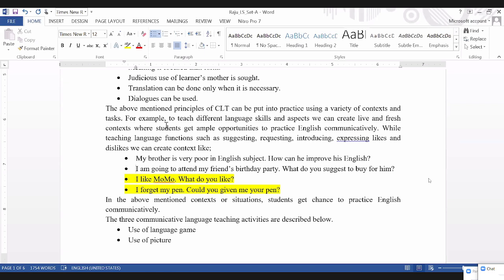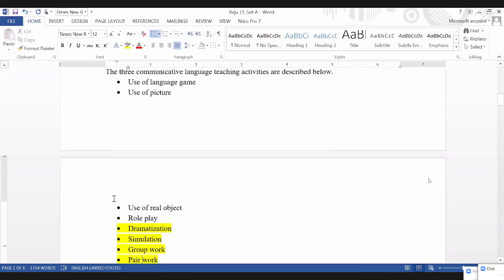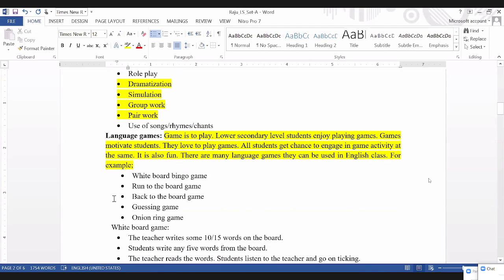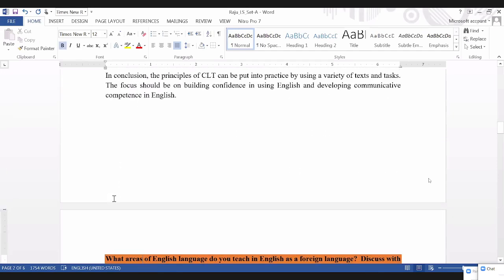I like momo. What do you like? This is expressing likes and dislikes. I forgot my pen. Could you give me your pen? So this is requesting. In the above mentioned contexts or situations, students get a chance to practice English communicatively. And then the three communicative language teaching activities are described below. Here we list and then briefly talk about three activities: language games, use of songs, use of pictures. And a concluding sentence.